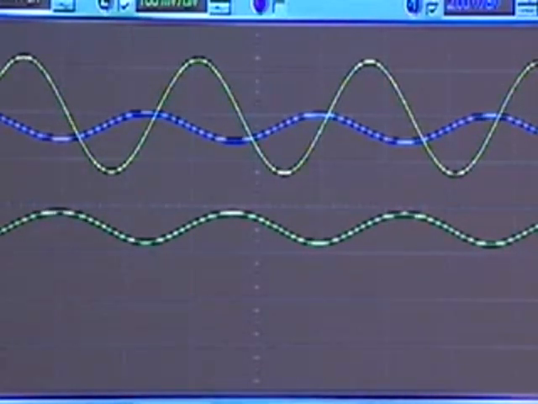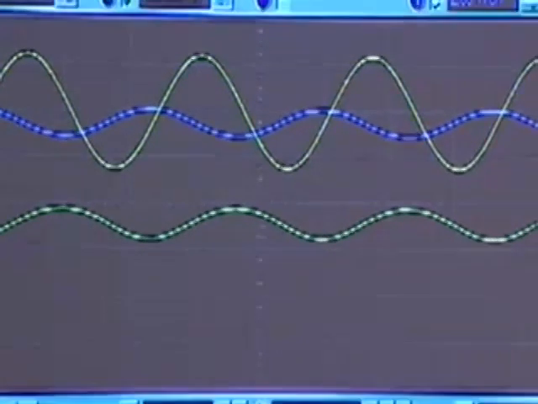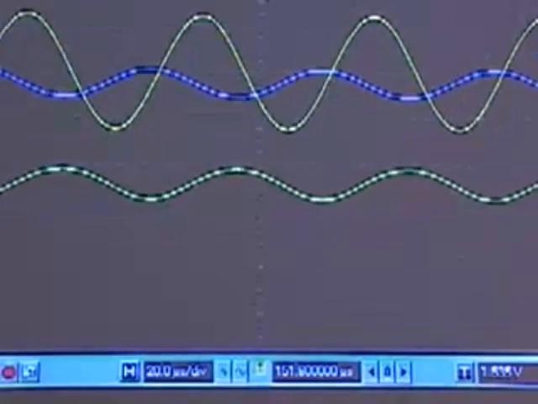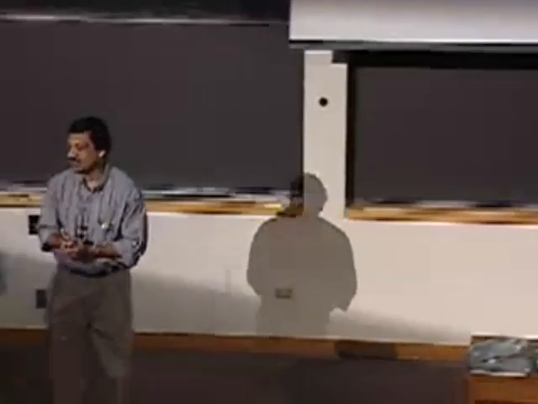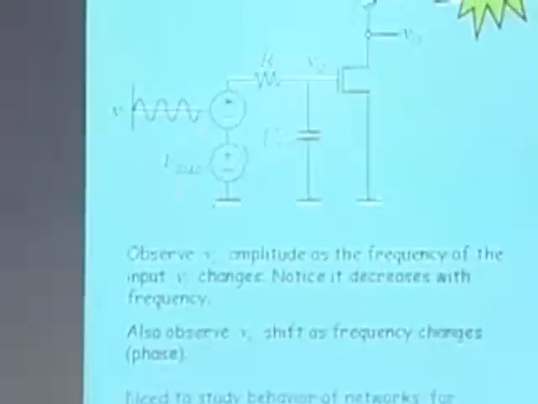Also weird. So not only has this little circuit here lost its gain somehow, but also it seems to have shifted the signal in phase. That is weird. Today we will look at why that is so and try to understand the frequency behavior of this little subcomponent here.